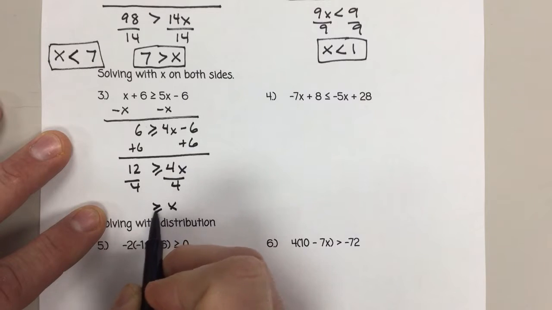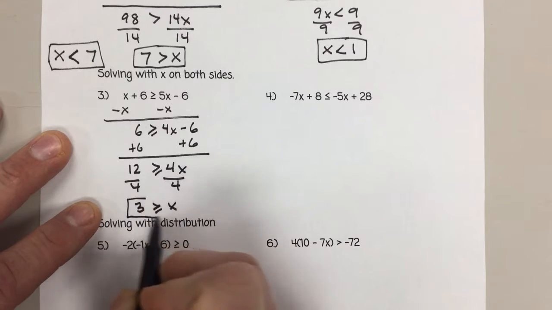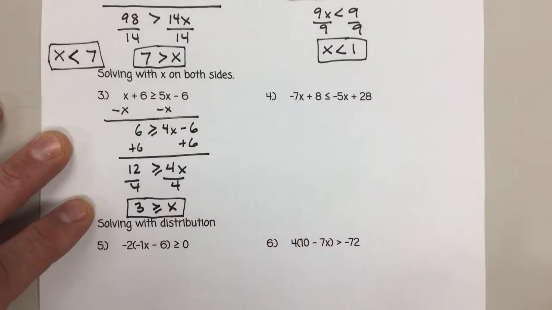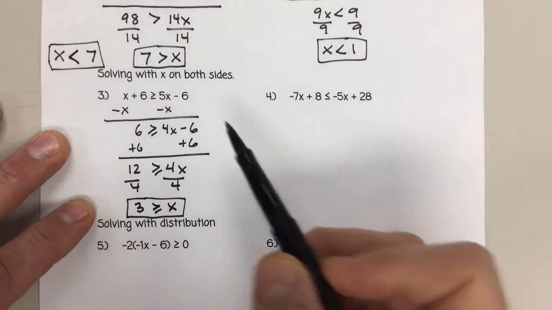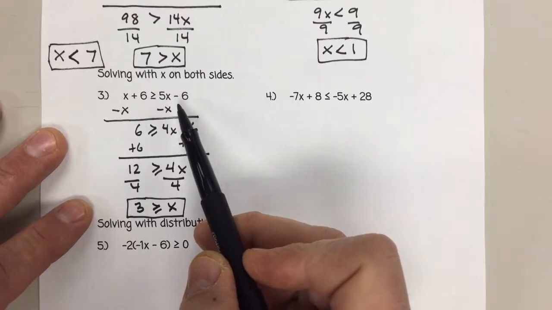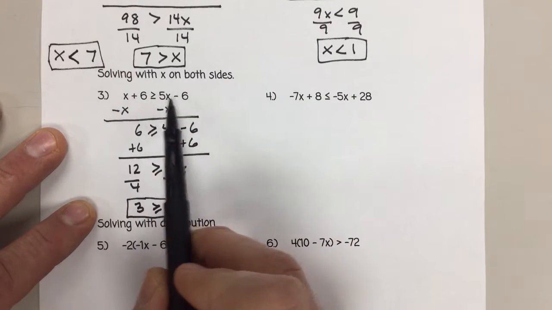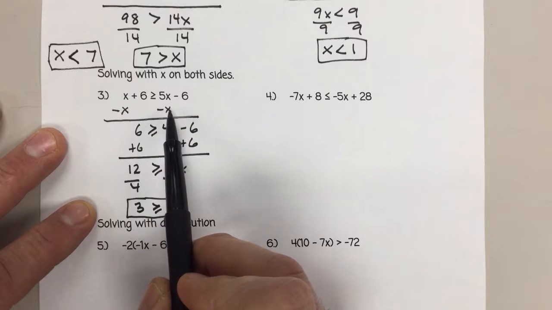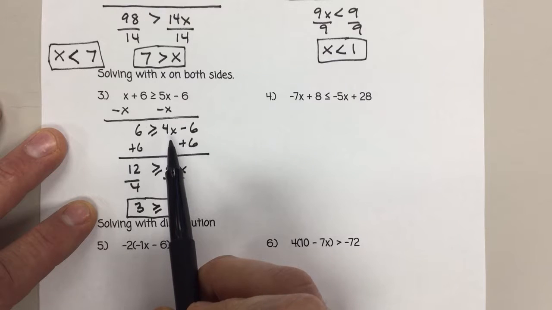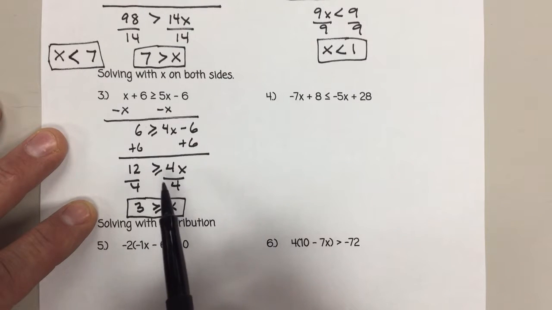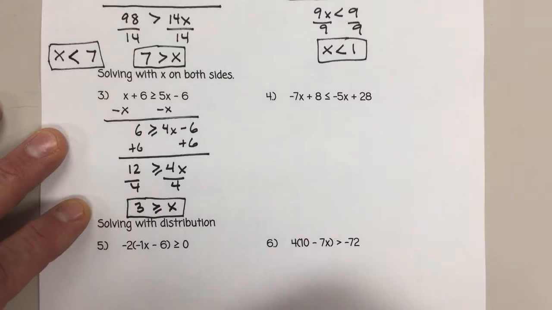Since I divided both sides by a positive number, I do not have to switch the sign. This is why I taught you in the beginning, when we're solving with x's on both sides, to always move the smallest x. By doing that, we keep the x term positive, so that when I divide, I don't have to worry about changing the direction of the symbol.